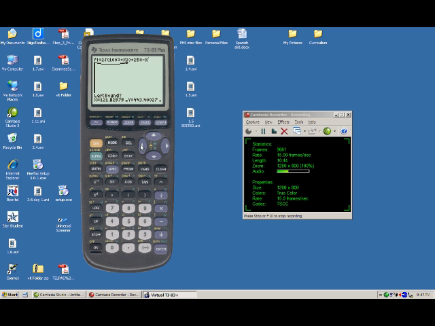Okay, so I need to go all the way to the left. Enter. Go all the way to the right. Enter for the guess. So we get this answer.